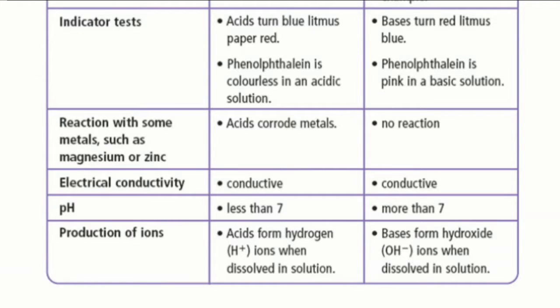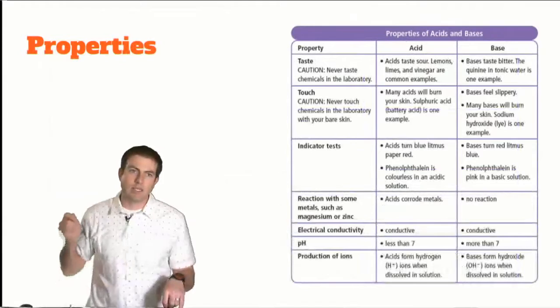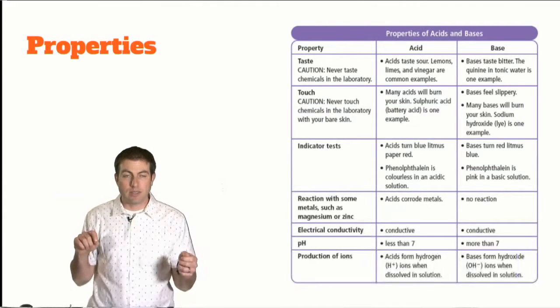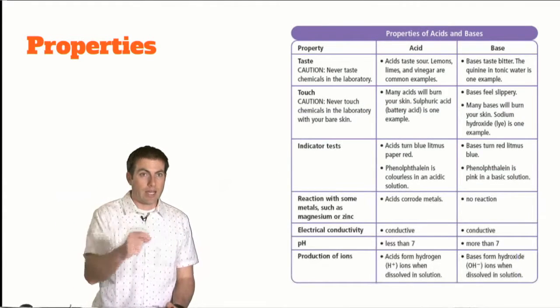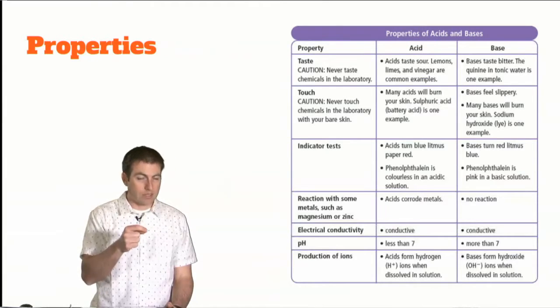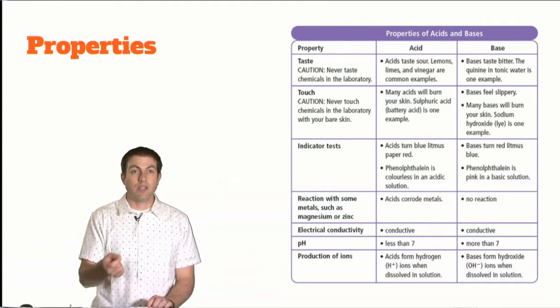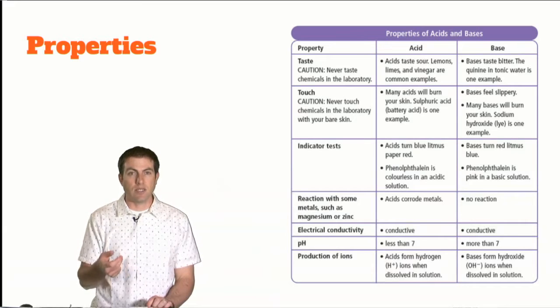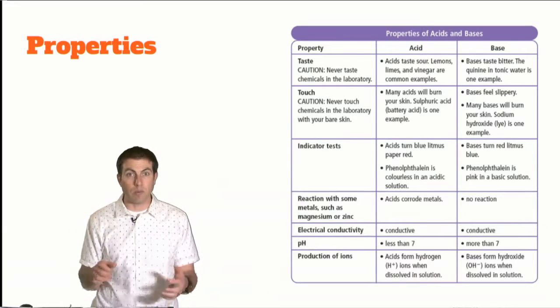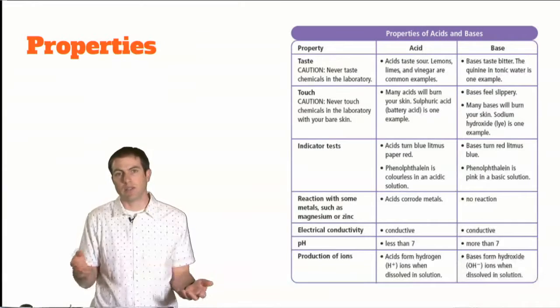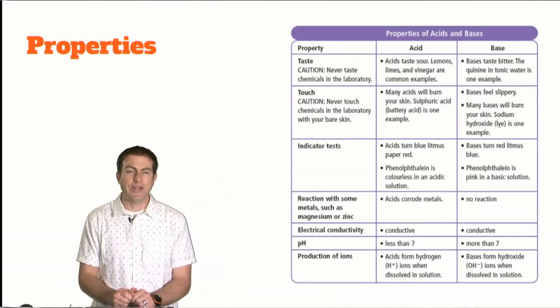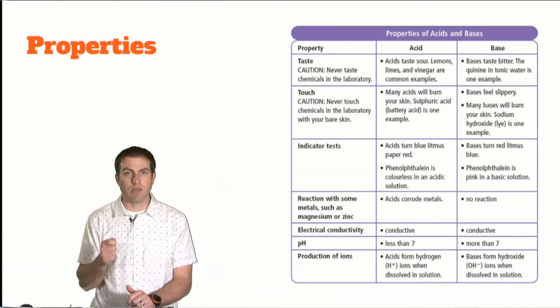The one problem you can run into with litmus paper is sometimes if you're testing something to be an acid or a base, if you put it in and it stays red, you don't know what it is, that thing could be neutral. So there's a chance that what you're testing isn't acidic or basic, it's just maybe water or something else that doesn't have an acid or a base in it. So you can't determine if something is acidic or basic unless it changes the litmus paper color.